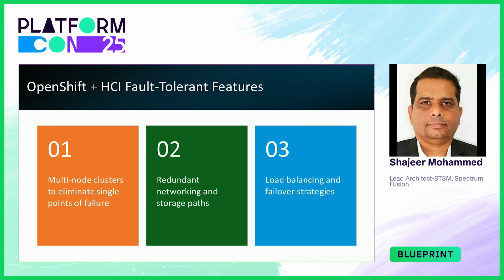Let's look at what we get when we combine OpenShift with the HCI fault-tolerant features. When these two powerful capabilities are combined, we can build multi-node clusters that eliminate single points of failure. You get redundant networking and storage paths. You get out-of-the-box load balancing and failover strategy. By combining these capabilities, you have a platform that is suited for running fault-tolerant AI workloads.